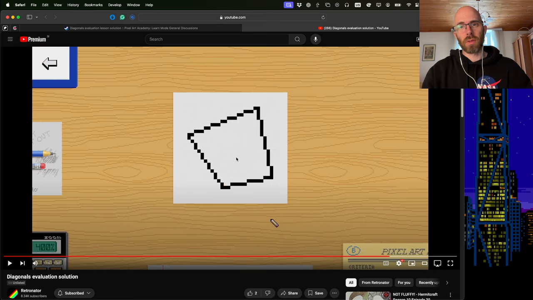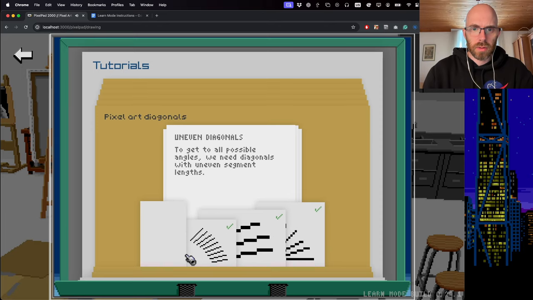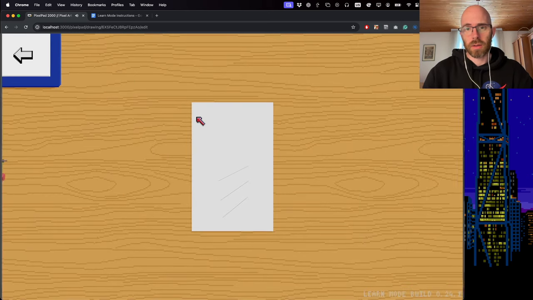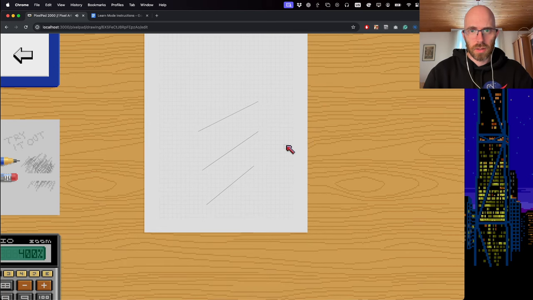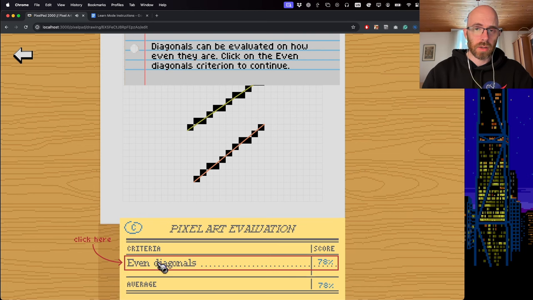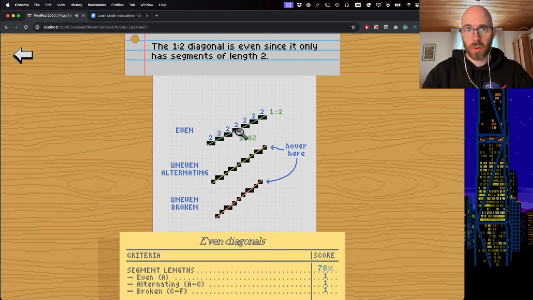I hope so. So here we are in the new pixel art diagonals menu, and here is where the previous one would come. And now it says: learn how the pixel art evaluation paper can help you identify types of diagonals. So it's gonna focus just on the different types of diagonals based on their segment lengths. Here it just gives you the lines to draw. It's simple enough. We just shift click. We will click on the even diagonals criteria. We can see now that we have even diagonals, and if we hover over, it tells us as well. You can see it's 2, 2, 2, 2, 2, 2 all across. That's what makes a diagonal even in pixel art.